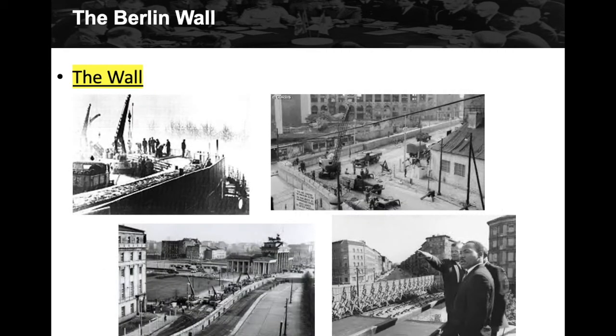Here's the wall being built. Okay, it just goes right down through the city. Right down through the city. Here's the Brandenburg Gate. Keep that in mind for in a few minutes. The wall just kind of curves around. Here's a picture of Martin Luther King.